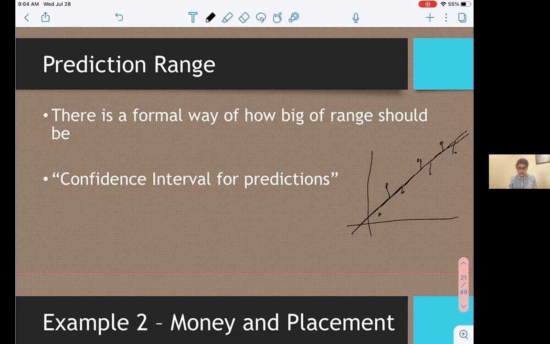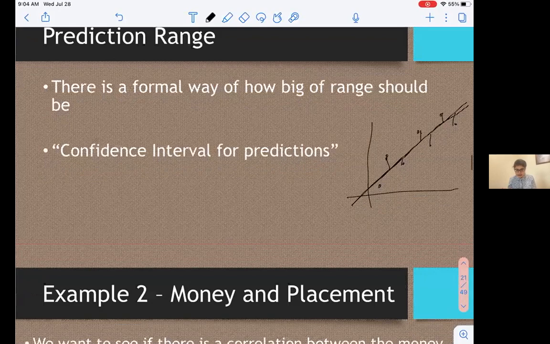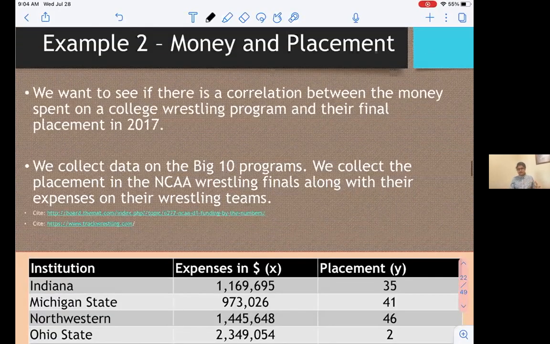Similarly, you can figure out the confidence intervals for these predictions, which is not included in this chapter, but you can review it on your own from your book and from the literature. That is not included in this chapter. So I just gave you an idea of what it is all about.